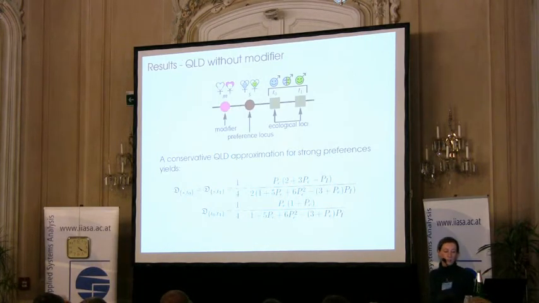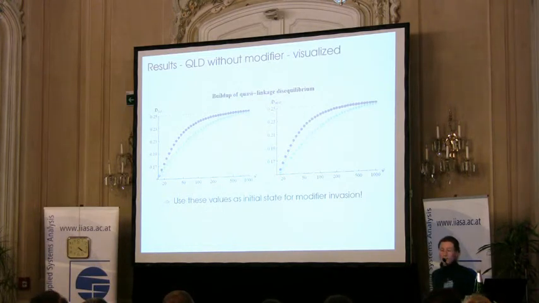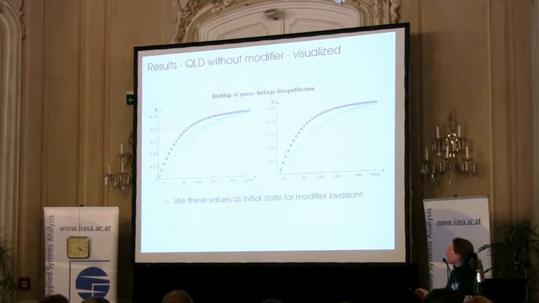And so our first result is the quasi-linkage disequilibrium approximation for strong preferences, and we get an analytical result which is dependent on the preference value for extreme phenotypes and the shape of the preference function. Visualized, this looks like this here. On the x-axis is the strength of the preference, and on the y-axis is the amount of linkage disequilibrium between the preference and trait alleles, and here between the two trait alleles.